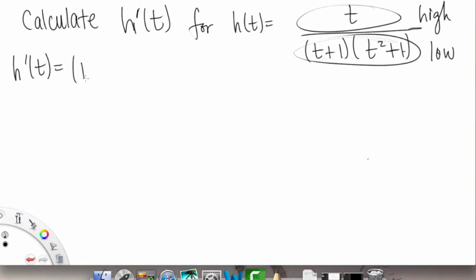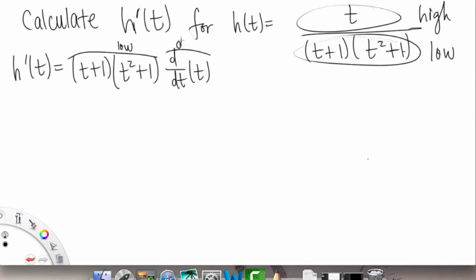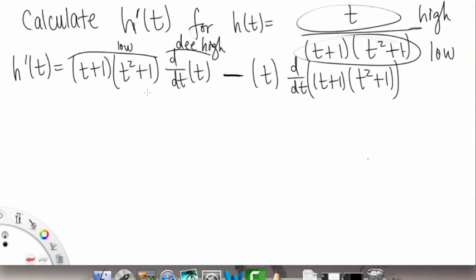So we're going to copy everything down we see on the bottom. So this is the low part, and then d high would be d dt of whatever's on top. So this is d high, and then less, so that's a minus sign, high, so we copy that down, and then d low looks like d dt of whatever you see on the bottom, so that's going to be t plus 1 times t squared plus 1.